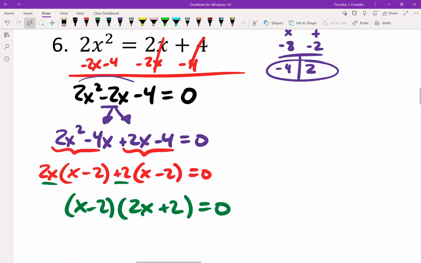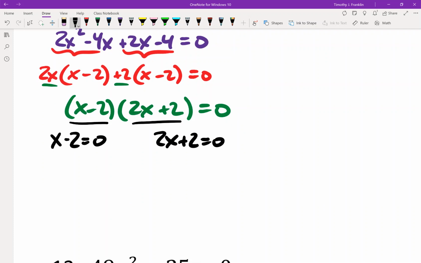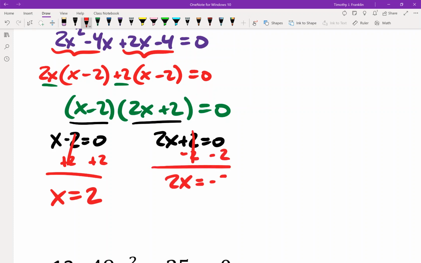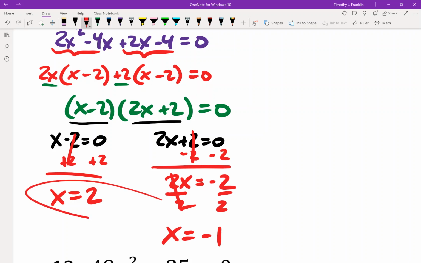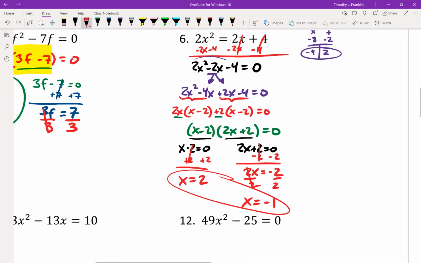Anyway, let's finish this problem. We have x minus 2 and 2x plus 2. Those are our two factors, excuse me. We need to find our solutions. So set those equal to 0. We're going to get 2 for this one. X equals 2. And after we subtract 2 and divide by 2, we get x equals negative 1 for our second solution. So 2 and negative 1 are our solutions there. 2 factors, 2 solutions.